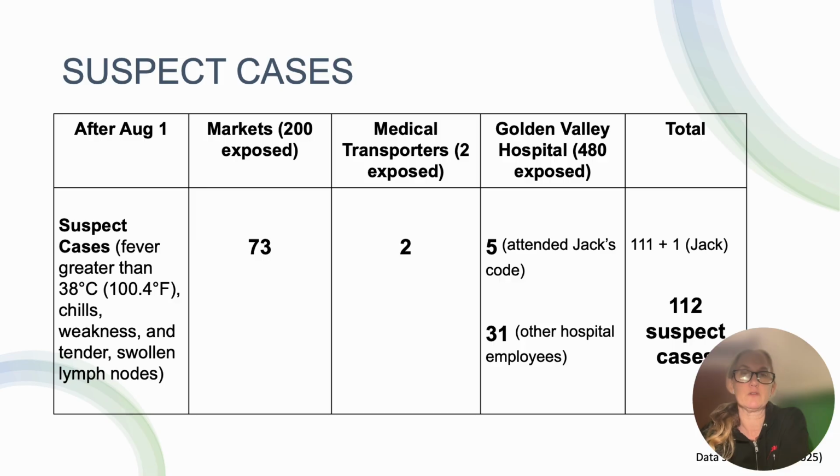By these parameters, 73 people from the farmers markets, 2 medical transporters, and 36 hospital employees who reported symptoms corresponding to the clinical manifestations of the disease qualify as suspect cases. Jack, the index case, is also included, as he exhibited clinical manifestations after August 1st, bringing the total number of suspect cases to 112.